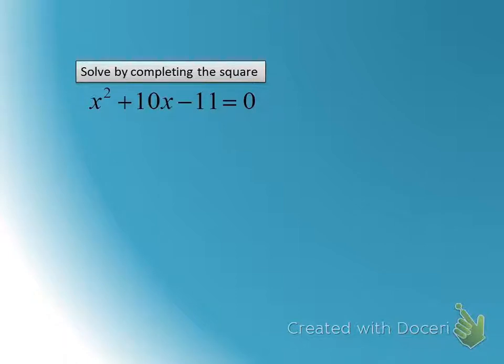Move the 11 over. So you get x squared plus 10x equals 11. Then you divide 10 by 2, which gives you 5. Square it. Gives you 25. But you add to one side, you've got to add to the other side.